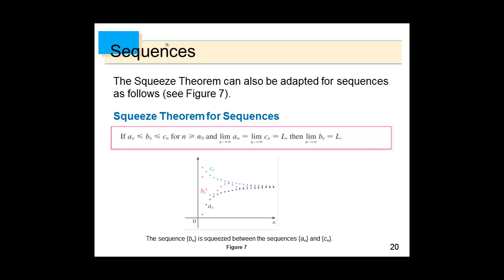Graphically, notice that it gives you some good intuition why that's the case. bn must lie between an and cn, right? The graph of bn must be between the graph of an and the graph of cn eventually. And because of that, if the limit of an and the limit of cn are the same, that forces the limit of bn to be the same, right? Is that making sense? So that's the Squeeze theorem.